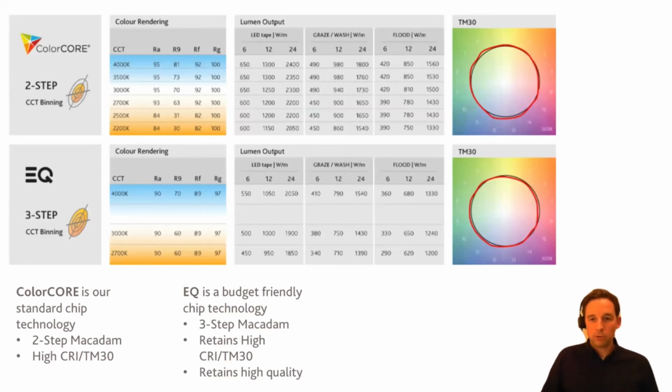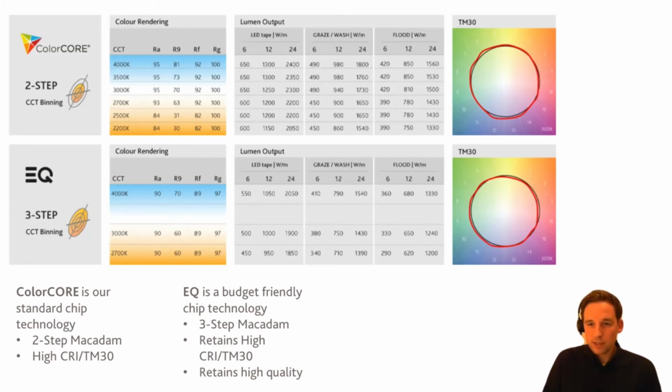They are both our chip families. The color core is our kind of standard high quality chip. This is a two-step bin, 95 CRI, and the higher lumen output package. And then the EQ is exactly the same quality. It's made in the same way in the same factory, but you've just got a three-step bin with 90 CRI and a slight trade-off on lumen output.